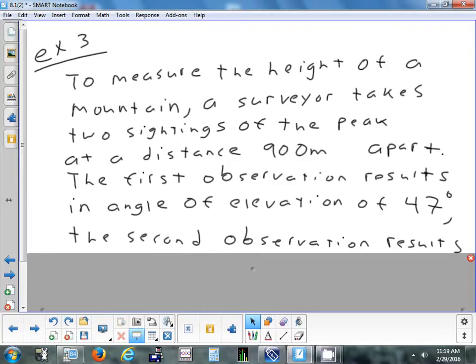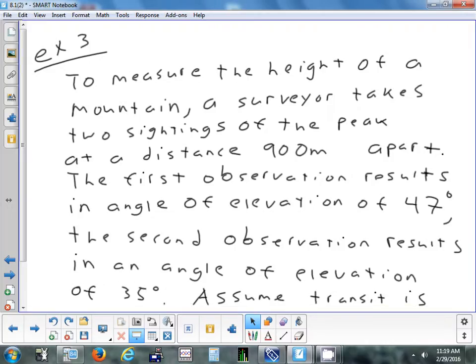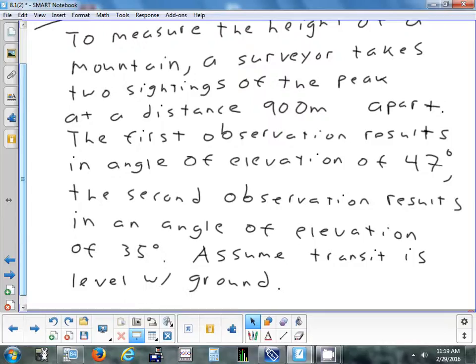Now for the second observation, the surveyor is going to back up 900 meters. So what's that going to do to the angle if he backs up and still looks at the same spot? Yeah, it's going to make the angle lower. Just think if you were looking at a screen in front of you and you're very close to it, you might be looking almost straight up, but the further back you go, the less steep the angle becomes. So the second observation results in a sighting of 35 degrees. Again, we're going to assume that the device he's using to measure is level with the ground.